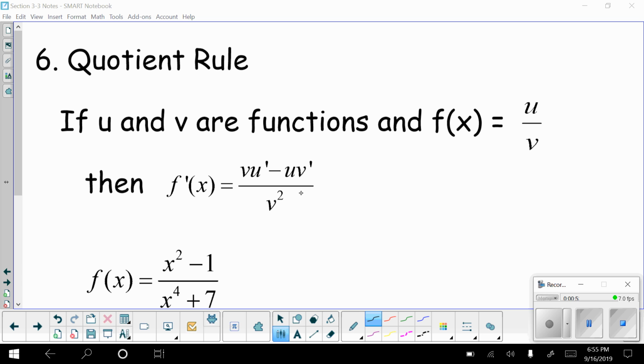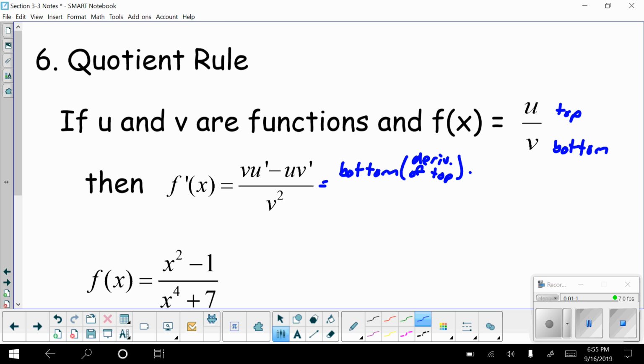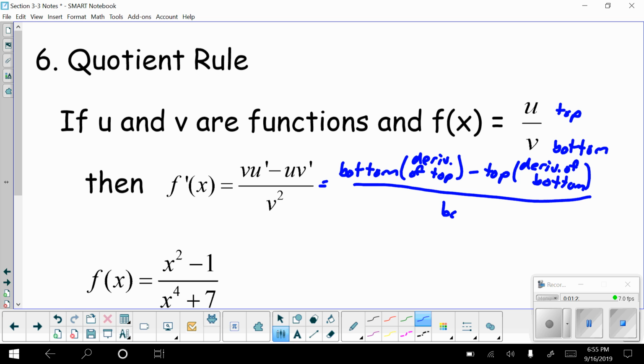There are a couple different ways of remembering this. The one that Mr. Krilla uses is I think of it as top and bottom. So this would be top, this would be bottom. And so my derivative would be bottom times the derivative of top minus top times the derivative of bottom all over the bottom squared.